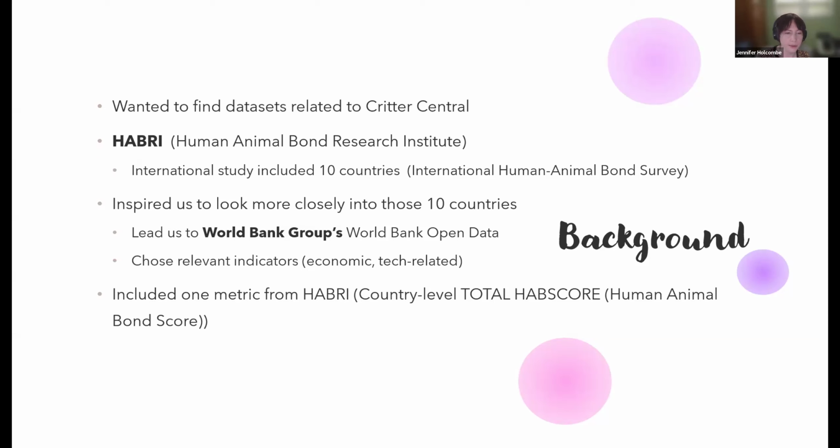So in that aim, the World Bank Group fit in perfectly, and they're very generous with sharing their data. So we decided to concentrate on relevant indicators, which would include economic and tech related indicators. And then also including one metric from HABRI, which was the country level total HOB score, and that's the human animal bond score. So let's look at the report.